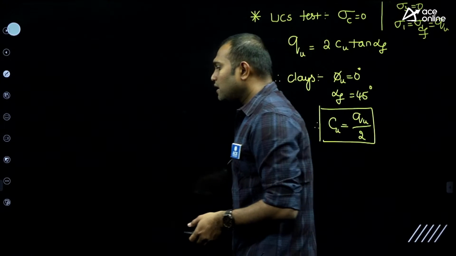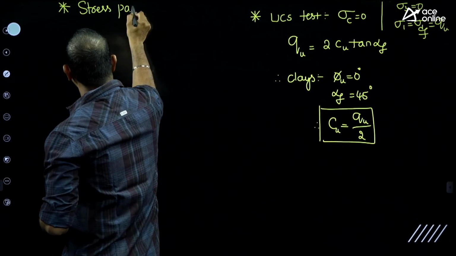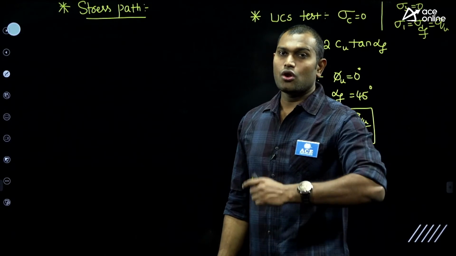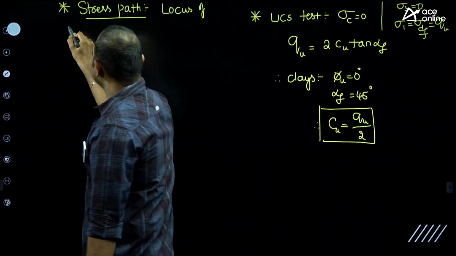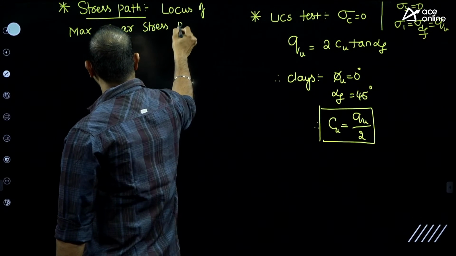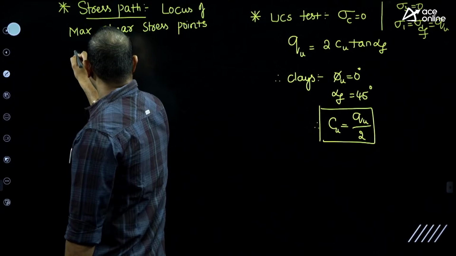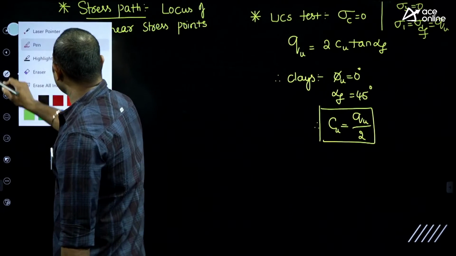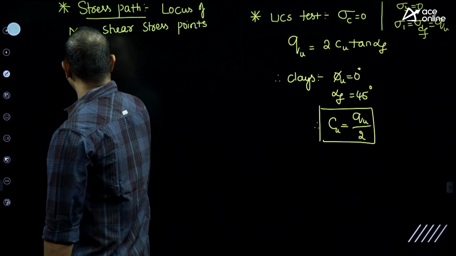And in recent years, they're asking more questions with respect to the stress path. So what is this stress path? This is nothing but the locus of the maximum shear stress points till failure.